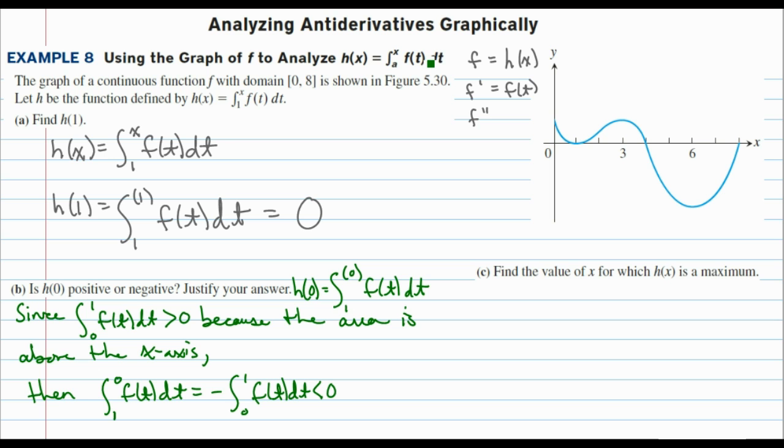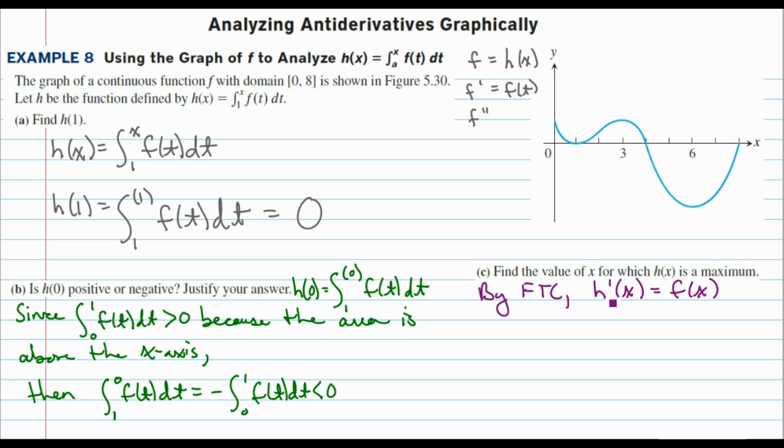So we need to state that first. We need to state the relationship in terms of derivatives. Right now it's in terms of integrals, but I only know the relationships between derivatives and antiderivatives if I put them in terms of f prime, f double prime. So I'm going to state that the derivative of h is f of t by the fundamental theorem of calculus.